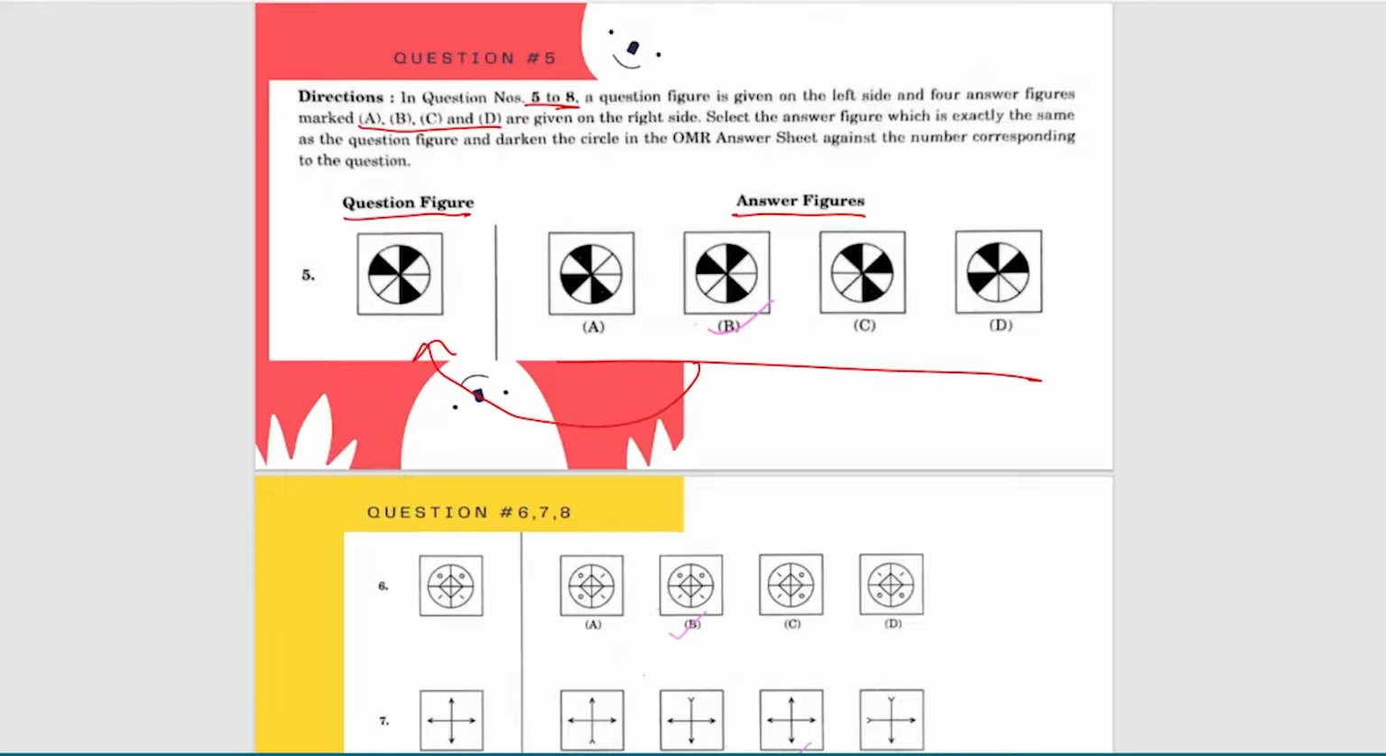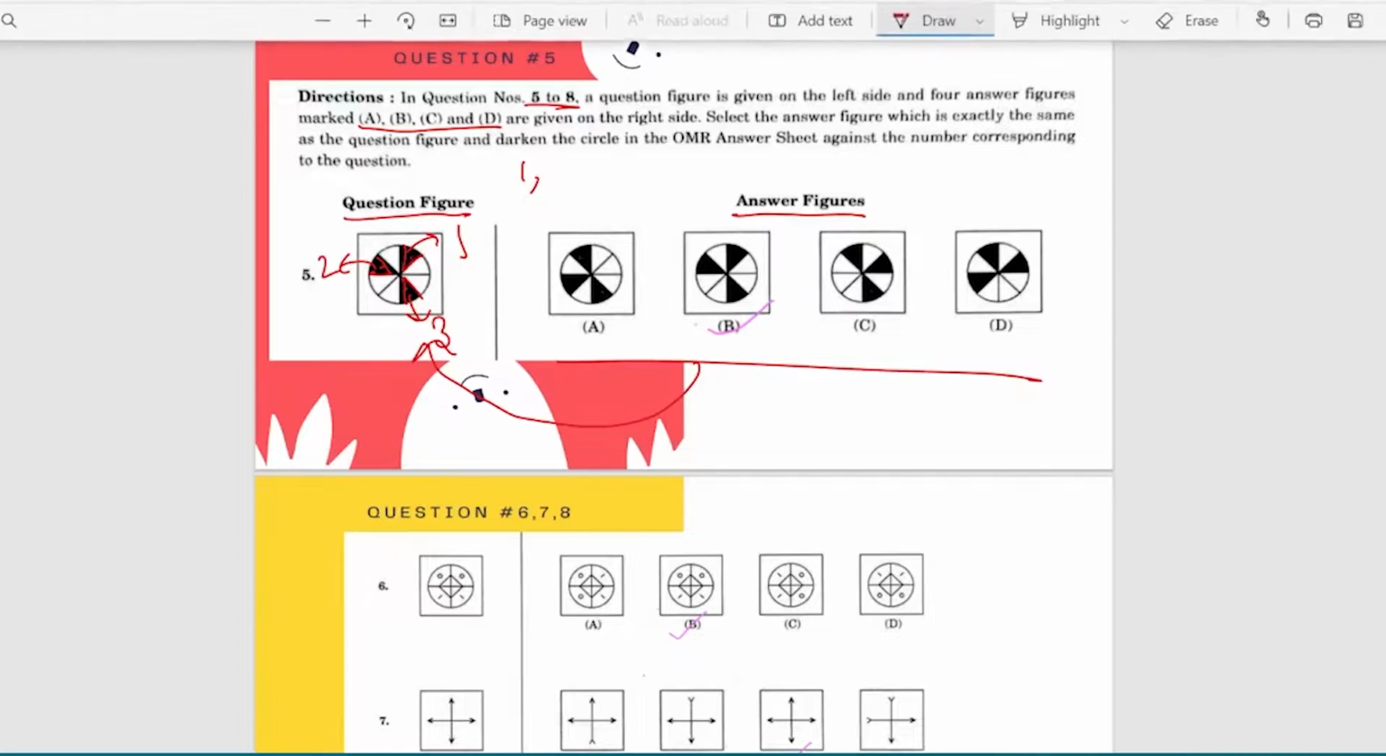Here we can see that there is a circle and there are sectors inside the circle. Basically there are these shaded regions. So let's call this area shaded area 1, shaded area 2 and shaded area 3. Between shaded area 1 and 2, there is one non-shaded area, one white area. Between shaded area 2 and 3, there are two white areas, and between 3 and 1, there are again two white areas. Now let's look at A.